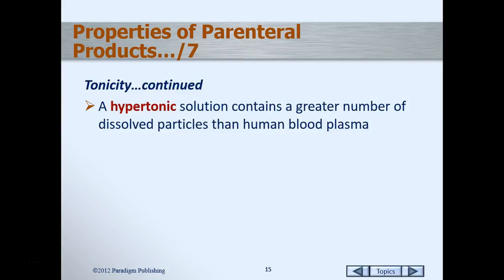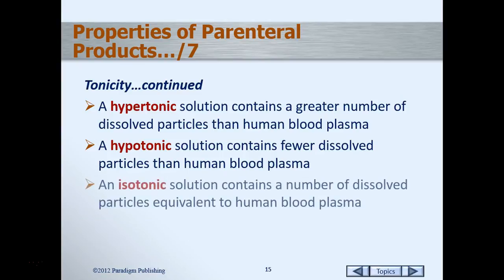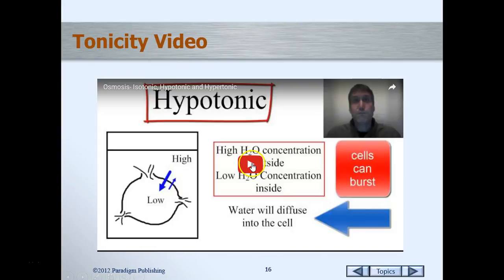So a hypertonic solution contains a greater number of dissolved particles than the human blood plasma. So the fluid's going to flow out from the cell into the solution. A hypotonic solution has fewer dissolved particles. So the fluid from the solution wants to flow into the cell, and that's where it's going to expand and burst. An isotonic solution contains an equivalent number of dissolved particles, so it keeps the water flowing back and forth in equilibrium. Now we're going to take a minute to watch a video on tonicity.